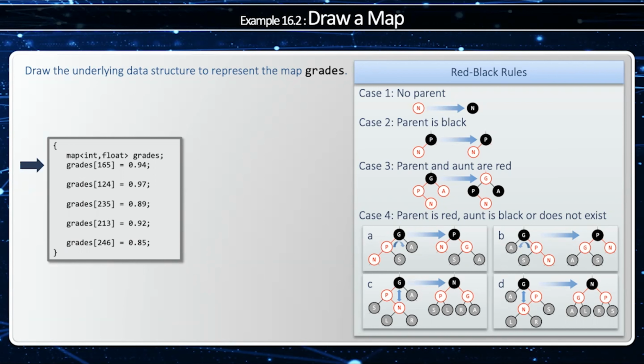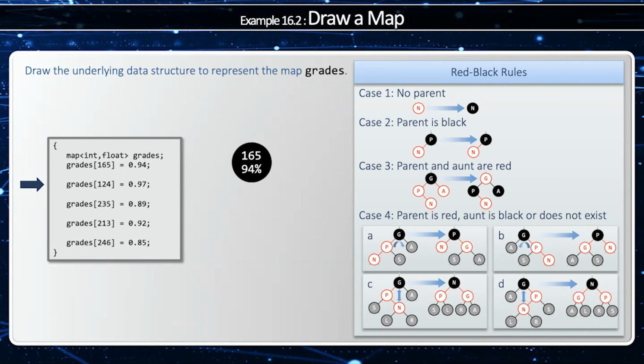So initially, I'm going to add 0.94 to the key 165, because that was my grade, 94% in CS 165. Now, all nodes are initially red, and so this is going to activate case 1 because the root has to be black.